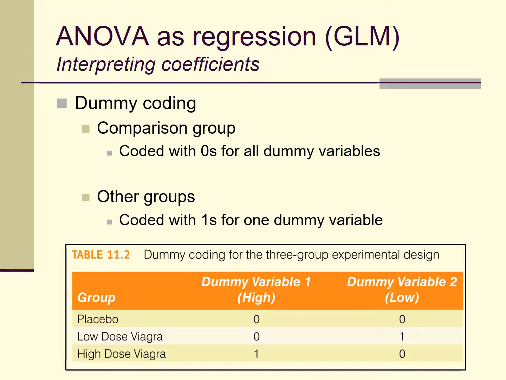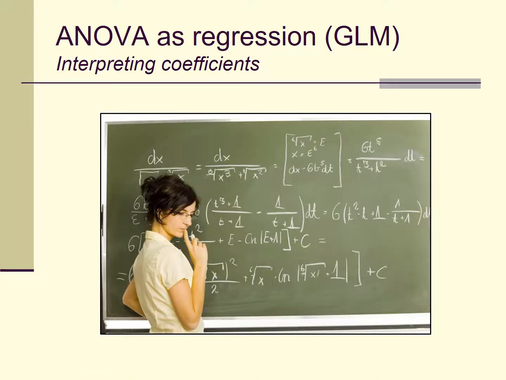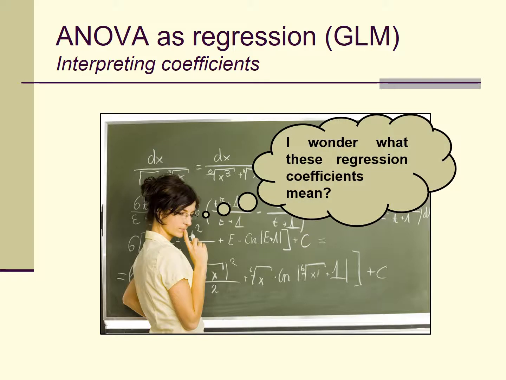Once you've done that, you're set. You have now dummy coded, you've represented the levels of your categorical predictor variable using a set of dichotomous predictor variables that can only have values of 0 or 1. Now, you may be wondering, well, what do the coefficients in my regression output mean?